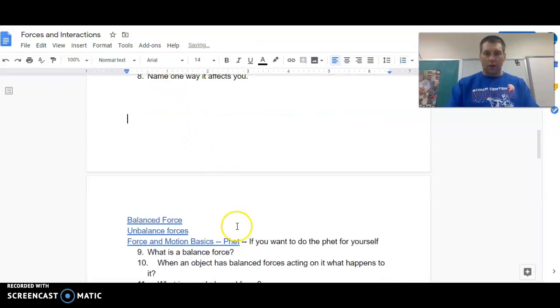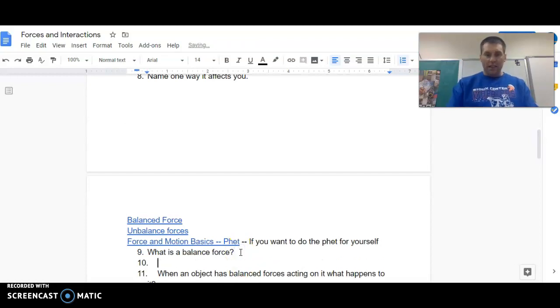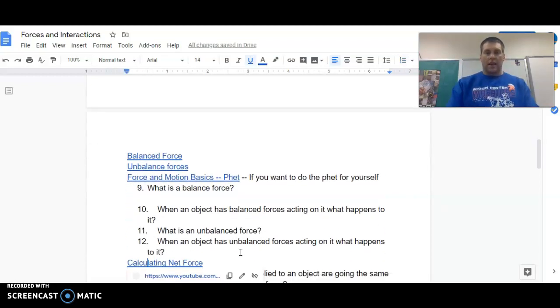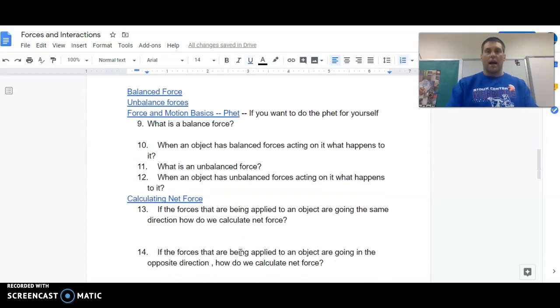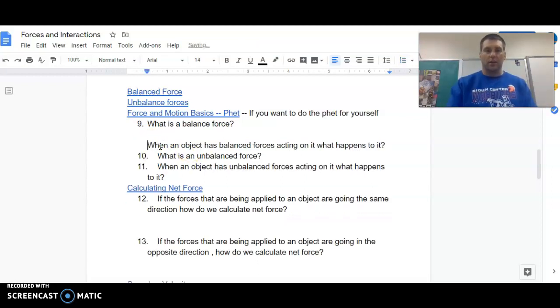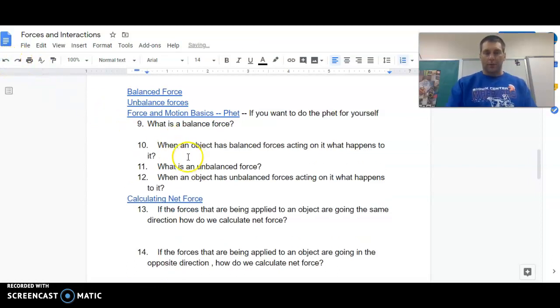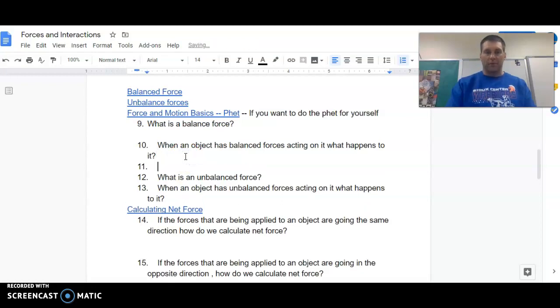If you would then answer the questions there. What is a balanced force? And then when an object has balanced forces acting on it, what happens to it? So if balanced forces are acting upon an object, then what's happening to that object?